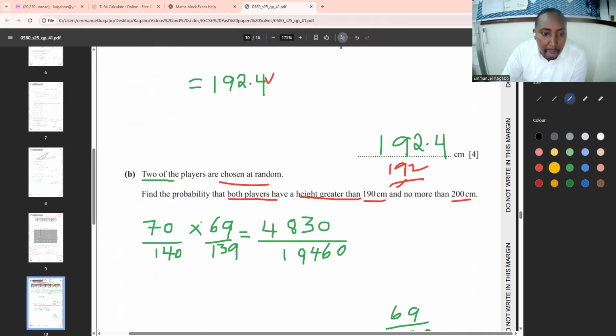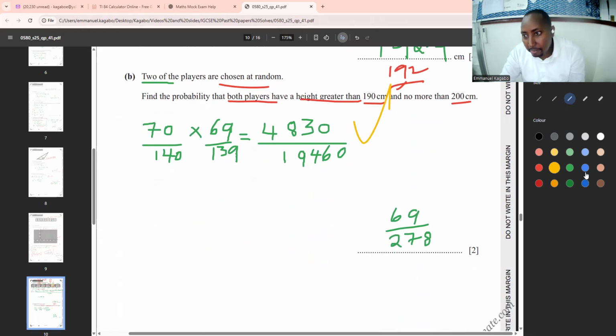Okay. So for the probability of choosing the first person, all of them are candidates, you can choose any of them. So 70 out of 140. One of them is already out. Choosing the second person, 70 will reduce to 69, and the total is reduced to 139. So when you multiply them, you have this one, okay? Very good. So multiply this in your GDC, and then simplify.